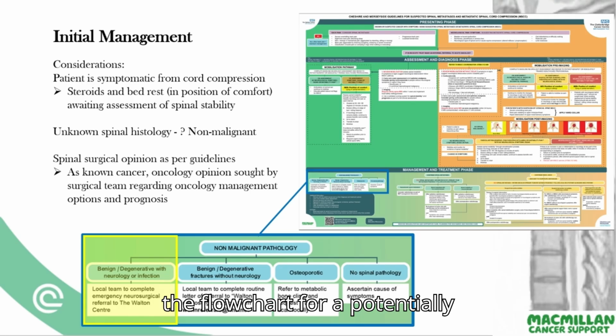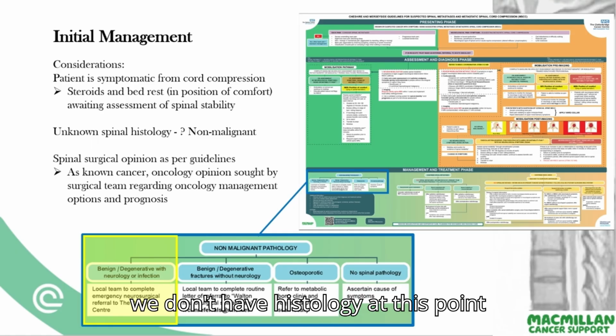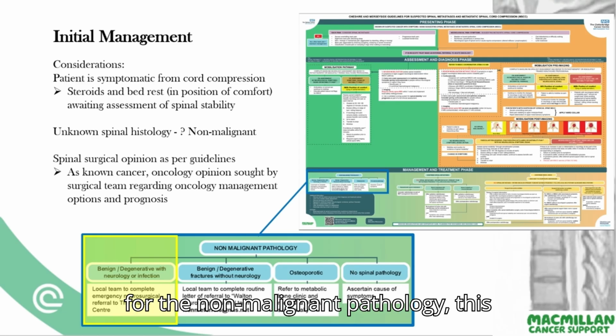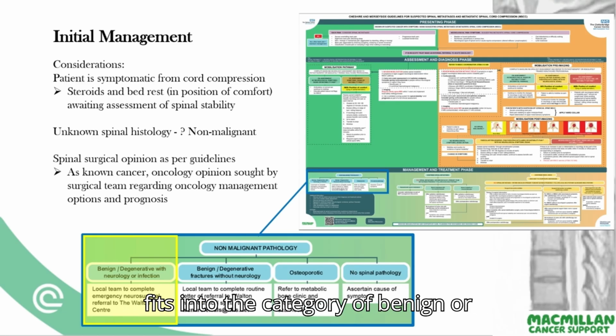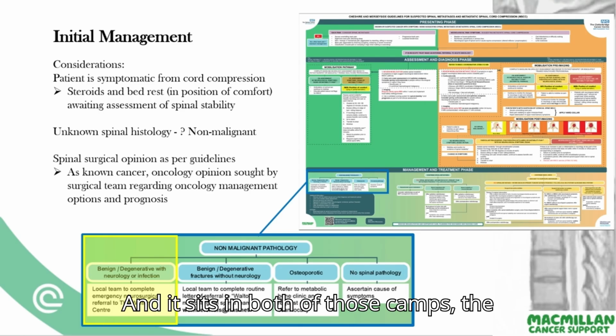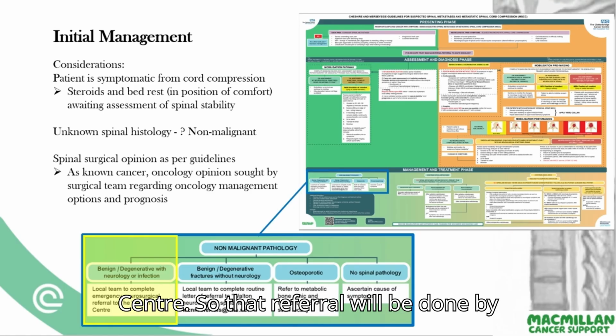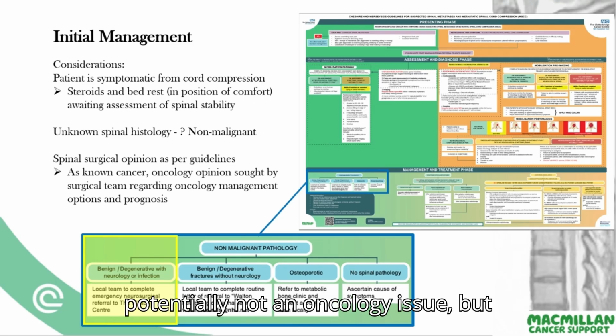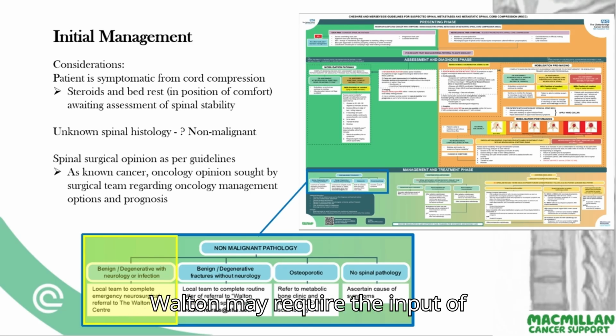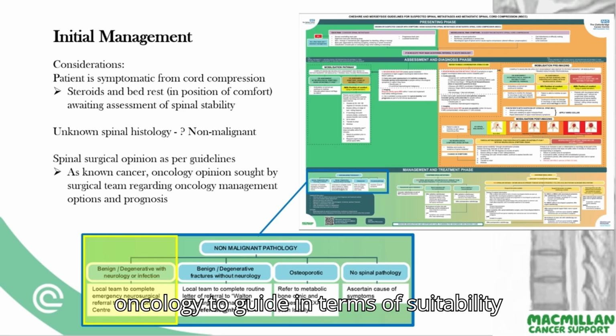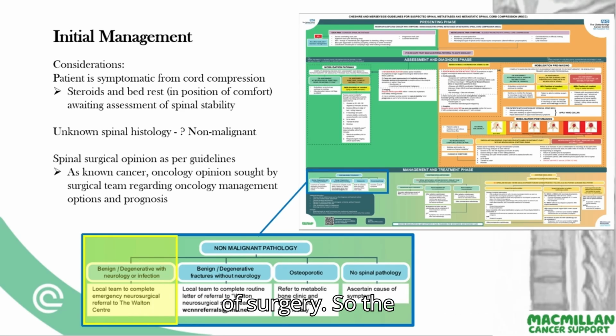So following the flowchart for a potentially non-malignant pathology, we don't have histology at this point, and we don't know whether it's appropriate to establish histology. So for the non-malignant pathology, this fits into the category of benign or degenerative with neurology or infection, and it sits in both of those camps. The patient has neurological deficit and a potential for infection. So the local team should complete an emergency neurosurgical referral to the Walton Centre. So that referral will be done by the local team because this is potentially not an oncology issue, but Walton may require the input of oncology to guide in terms of suitability of surgery.